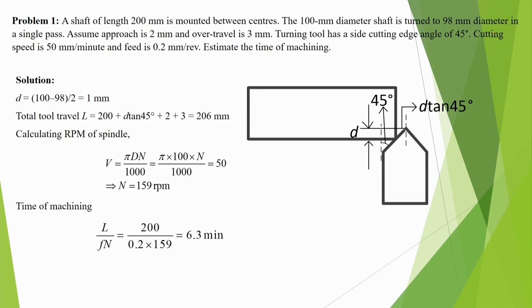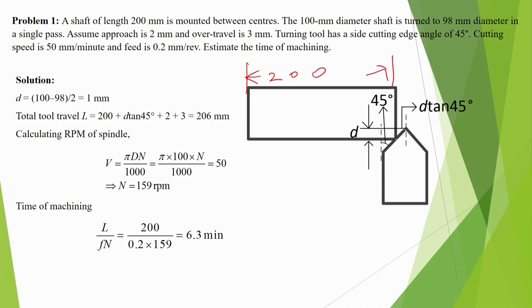So, that is why (100 minus 98) divided by 2 is equal to 1 millimeter. That will be the depth of cut. Then the total tool travel will be how much? It will be 200, because 200 is the length of the shaft. So, that means the tool has to certainly travel 200 from here to here.